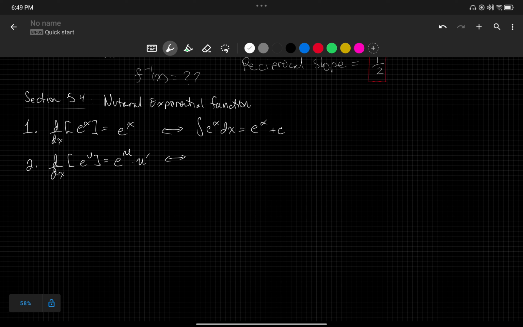And when we write the chain rule version for integration, it's called u du substitution. E to the u du is just e to the u plus c.